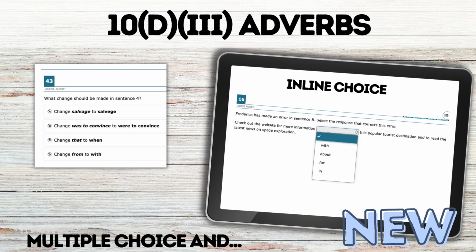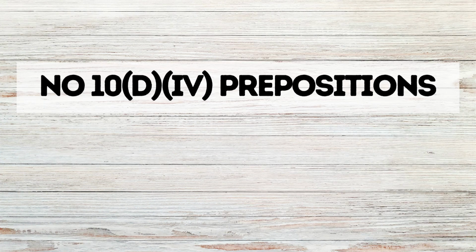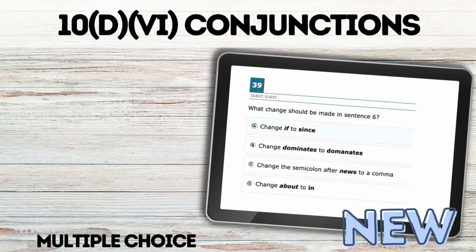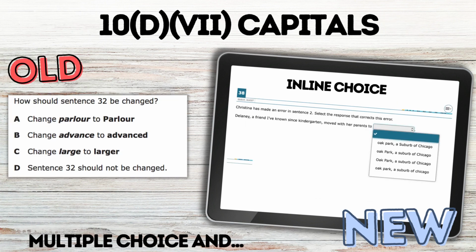Adverbs, same thing. I saw multiple choice and inline choice. I did not find any prepositions. For pronouns, I found only multiple choice, where they had to select the correct pronoun used. In conjunctions, I also found only multiple choice, and all of them were asking students to either insert a comma or a semicolon. Then in capitals, I saw multiple choice as well as inline choice.